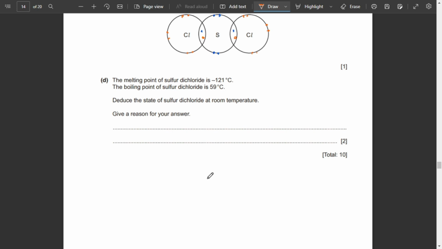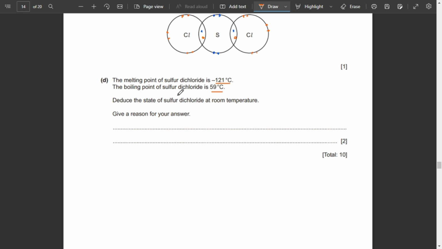The melting point of sulfur dichloride is minus 121 degrees Celsius. The boiling point of sulfur dichloride is 59 degrees Celsius. Deduce the state of sulfur dichloride at room temperature. Give a reason for your answer. So basically, let me give you a brief explanation of this question. Melting point of sulfur dichloride is minus 121 degrees Celsius. That means if it is minus 121 degrees Celsius or lower, it is going to be in its solid state. Then moving on to the boiling point, if it is 59 degrees Celsius or above, it is going to be in gaseous state.